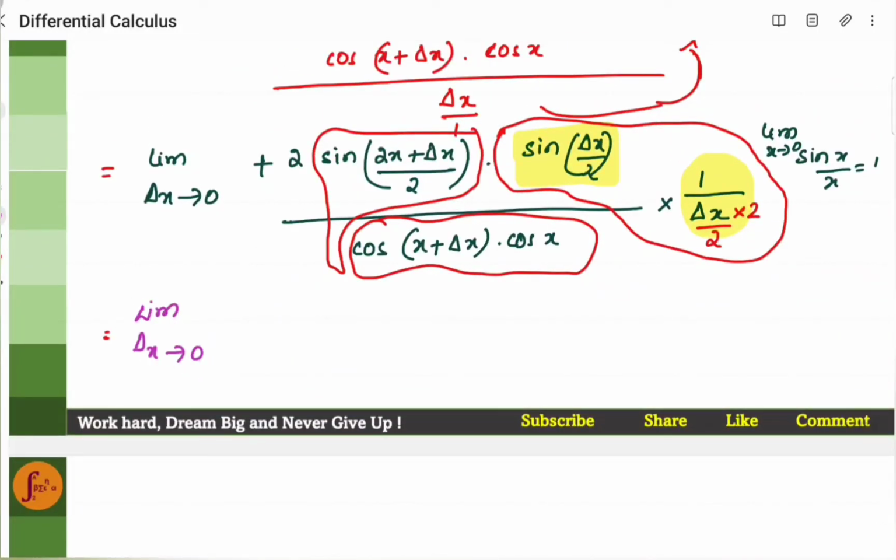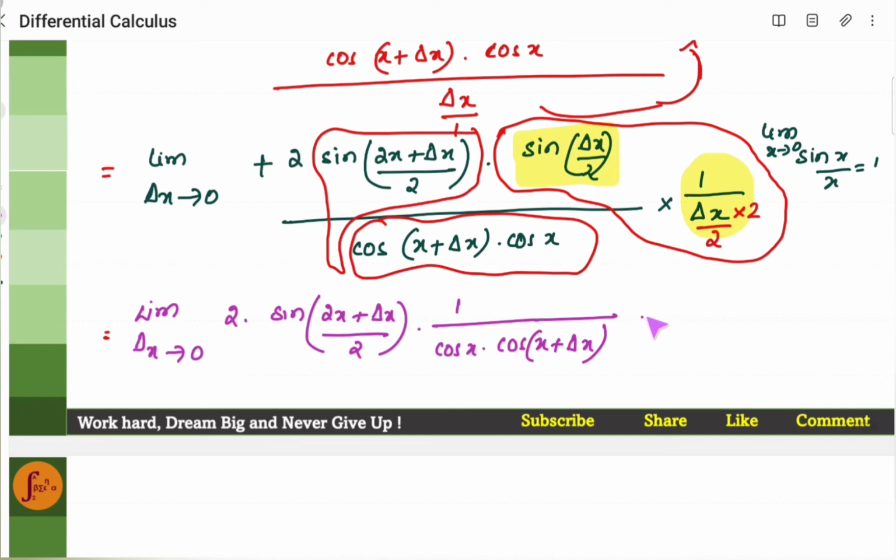I'll bring 2 outside. So I'll get 2 into, I'll just copy everything, sine of (2x plus delta x) by 2 into 1 by cos x into cos (x plus delta x). And here when I apply the limit, it's going to become 1 and I have 2 left over. Now to apply the limit here, what do I have to do? I have to substitute delta x as 0.